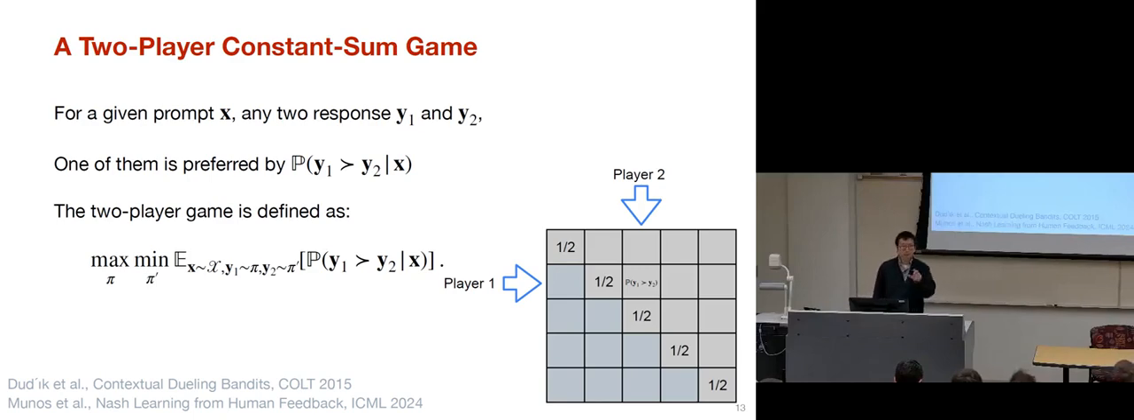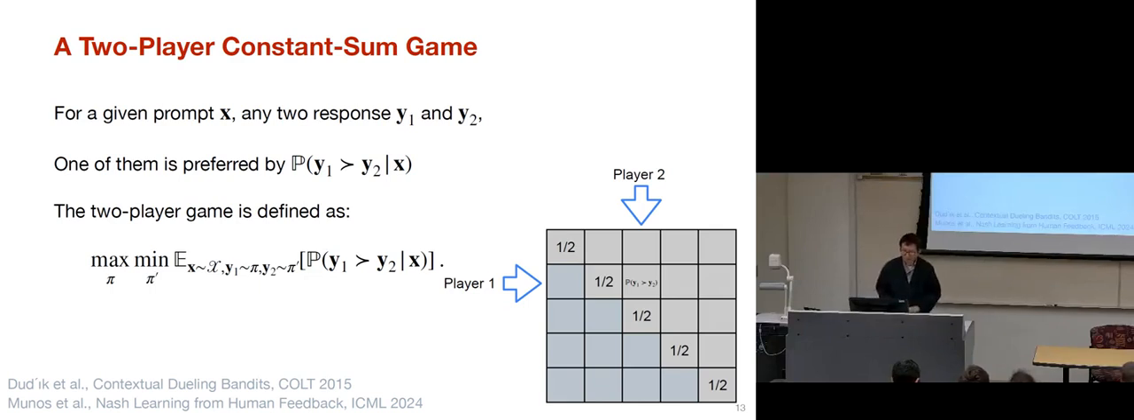You can imagine that this pi is the policy for the max player, and the pi prime is the policy for the min player. And these two players are competing with each other. So for the max player, it will generate Y1 from pi. And for the min player, it will generate Y2 from pi prime. We also take expectation over the marginal distribution over X, and then the expectation of Y1 from pi and Y2 from pi prime. And then we solve this max-min problem.